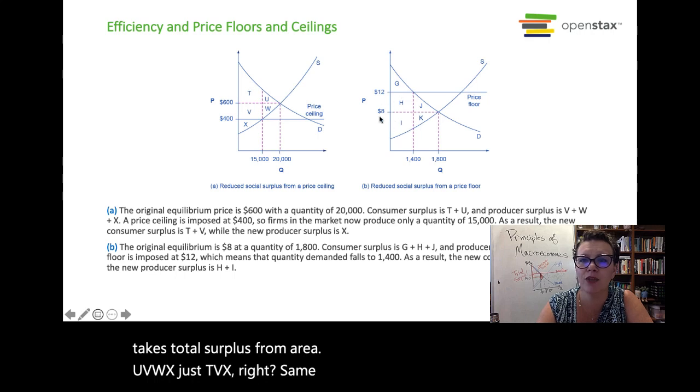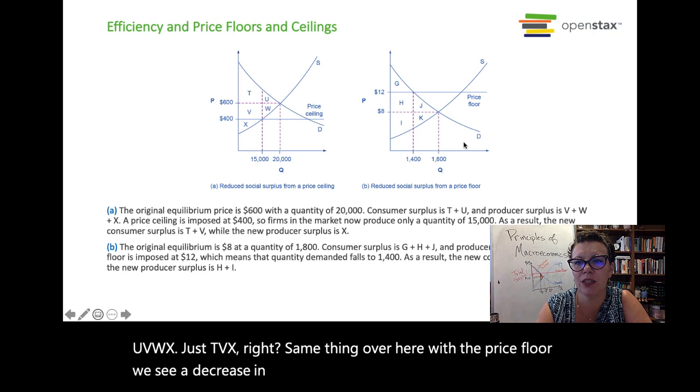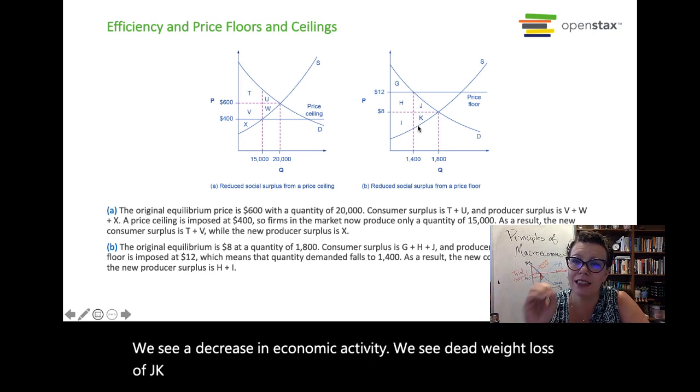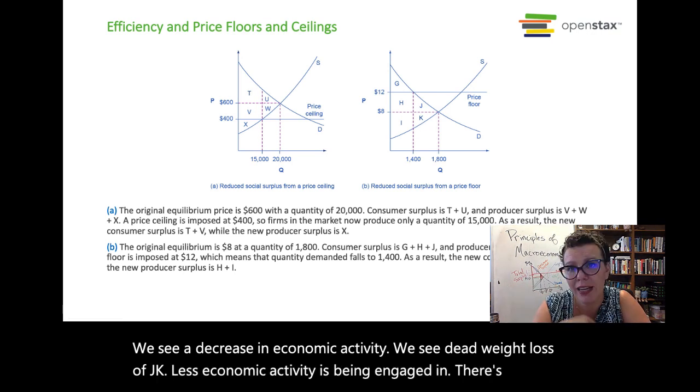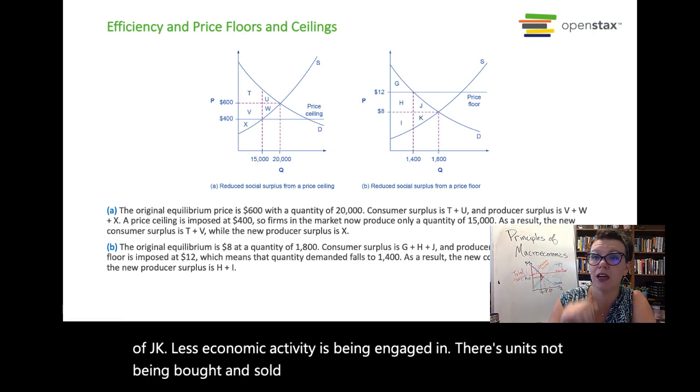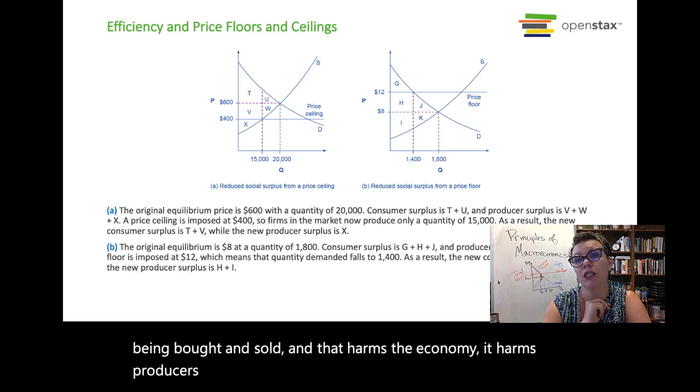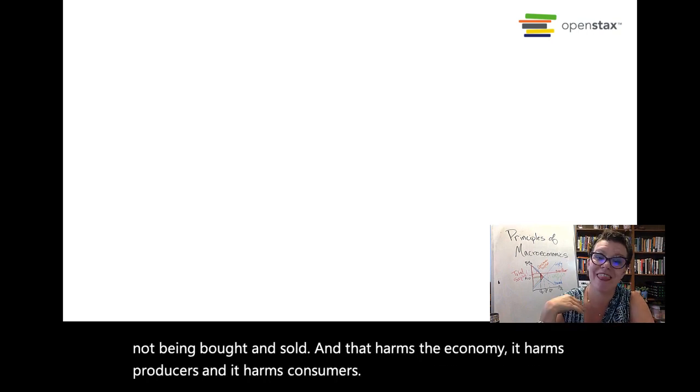Same thing over here with the price floor. We see a decrease in economic activity. We see deadweight loss of JK. Less economic activity is being engaged in. There's units not being bought and sold, and that harms the economy. It harms producers and it harms consumers. That's it.